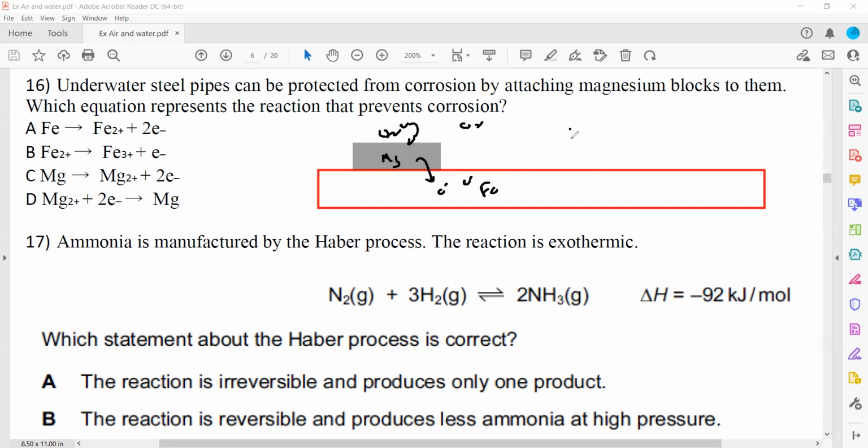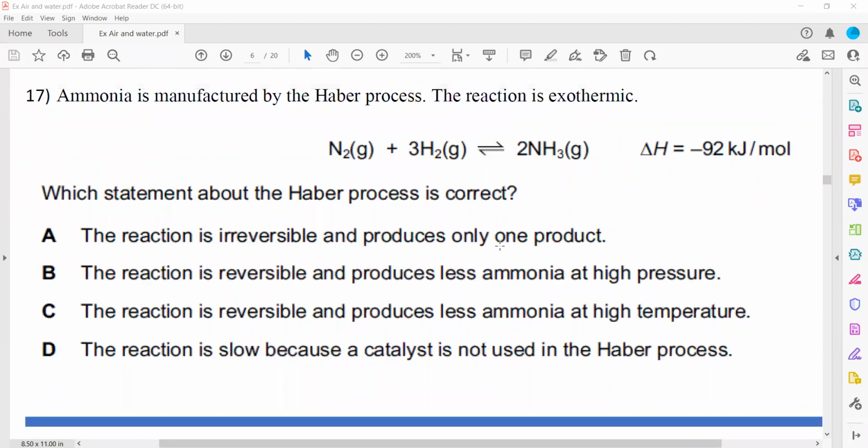So what is the equation for magnesium to lose electrons? The magnesium atom will turn into a magnesium ion by loss of 2 electrons. So C should be the right answer. So always the more reactive metal loses electrons first.